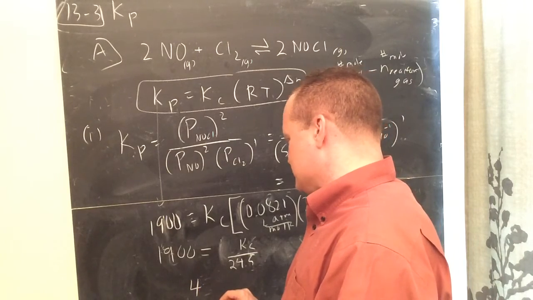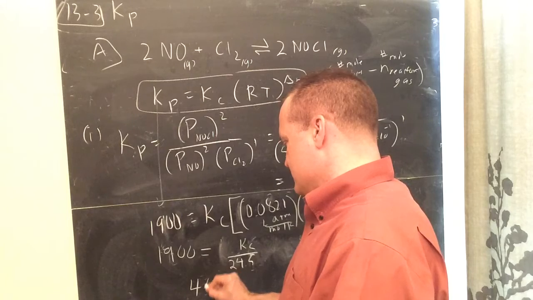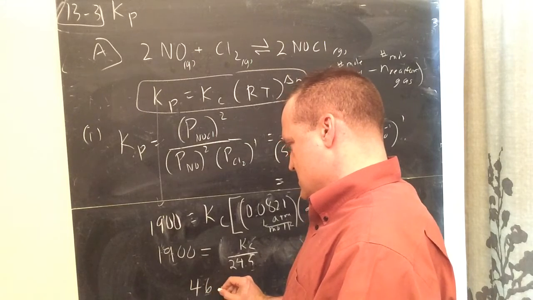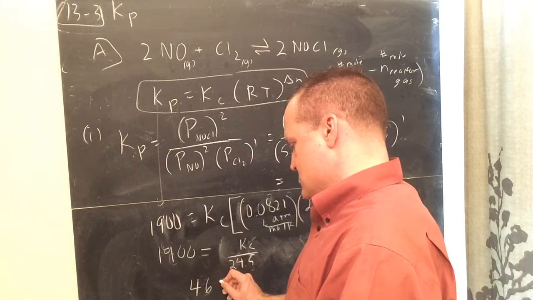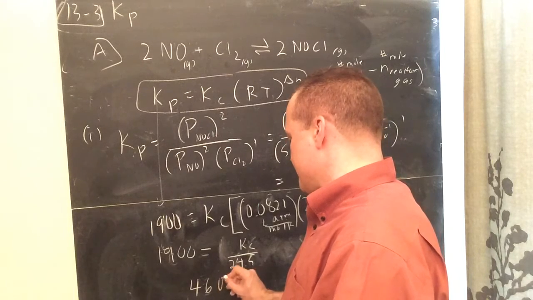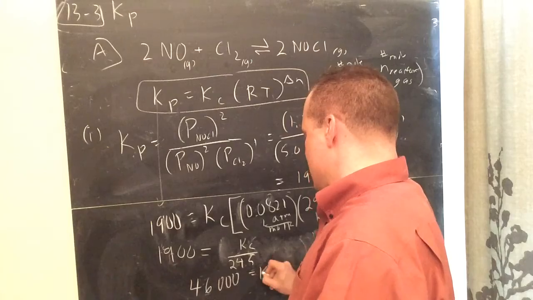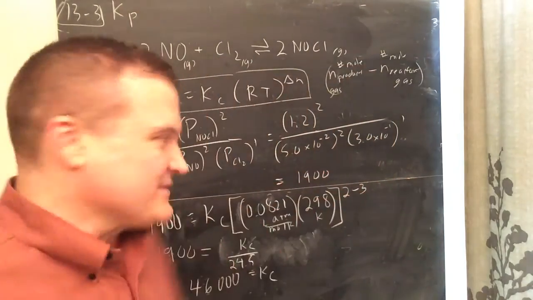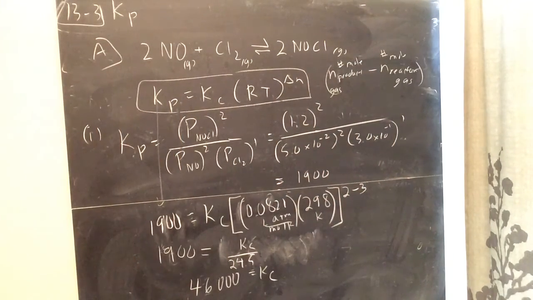It looks a little strange to me. I'm going to double check this. 4, 6, 8, 2 sig figs, 46000 equals Kc. Seems like I would have a smaller number, but let me just double check that.